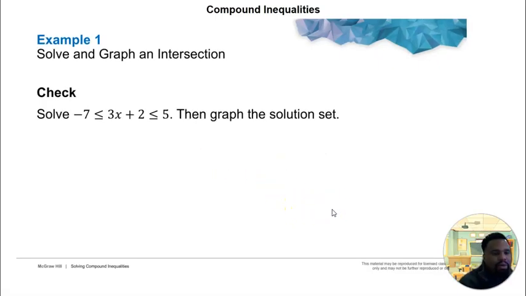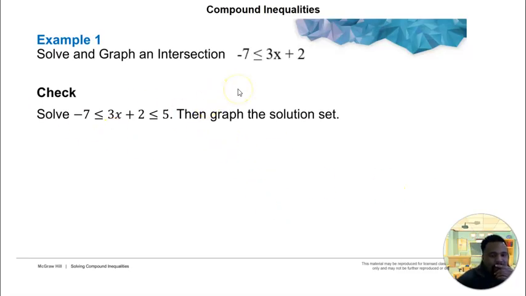All right, let's do a check real quick. We want to solve -7 is less than or equal to 3x plus 2, which is less than or equal to 5. In order to solve this, we need to break this apart. Ignore this part and focus on -7 is less than or equal to 3x plus 2. Let's solve for that. And then after we do that, we'll ignore this part and solve 3x plus 2 is less than or equal to 5. Let's do this part first.